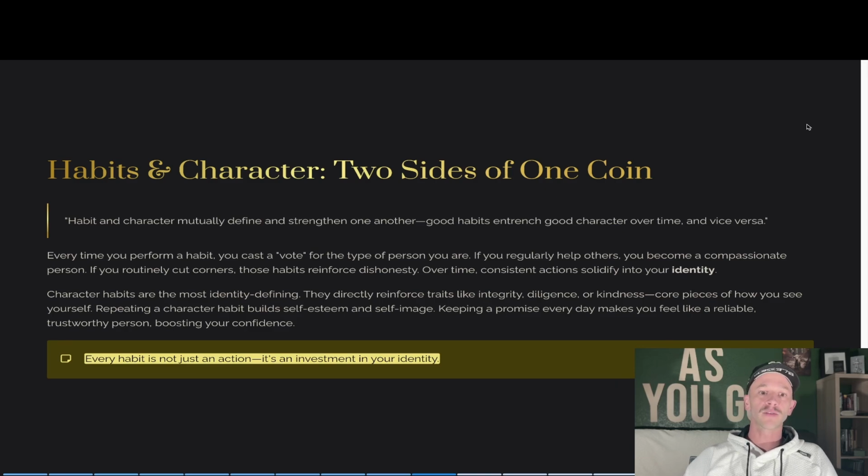Character habits are the most identity defining. They directly reinforce traits like integrity, diligence, or kindness, core pieces of how you see yourself. Repeating a character habit builds self-esteem and self-image. Keeping a promise every day makes you feel like a reliable, trustworthy person, boosting your confidence. Every habit is not just an action, it's an investment in your identity.